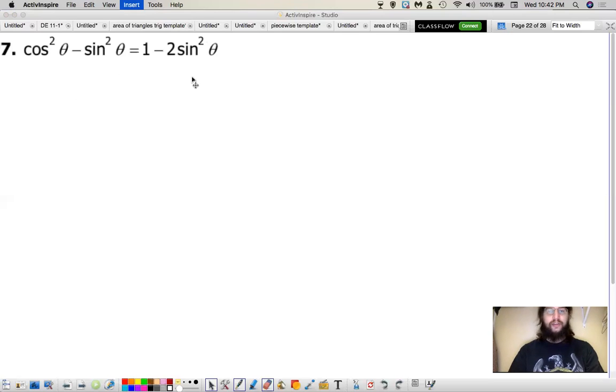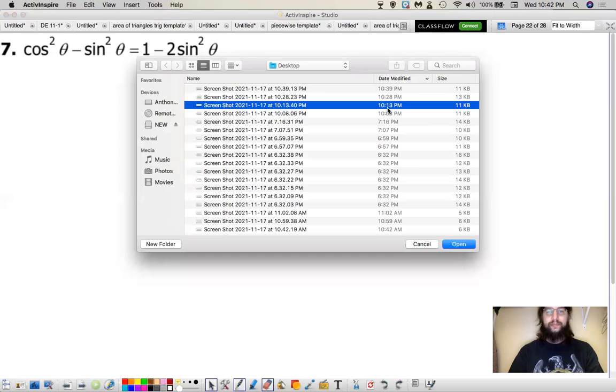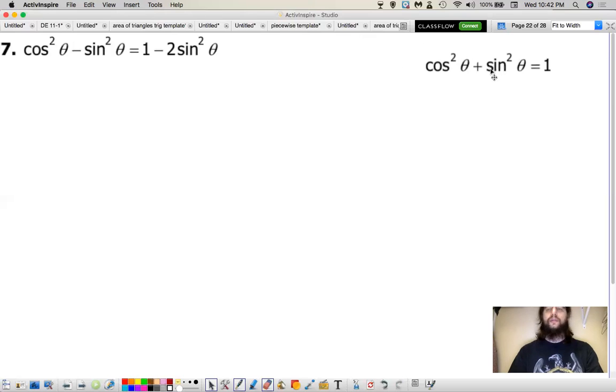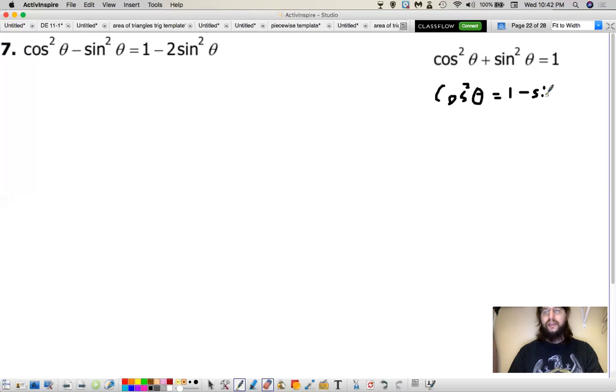I'll get it right the third time. Third time's a charm, right? There we go. So what can I do? I want to get rid of this cosine squared because this thing's only got sine squared. So let's see what happens if I solve for cosine squared theta. Cosine squared theta is equal to 1 minus sine squared theta.